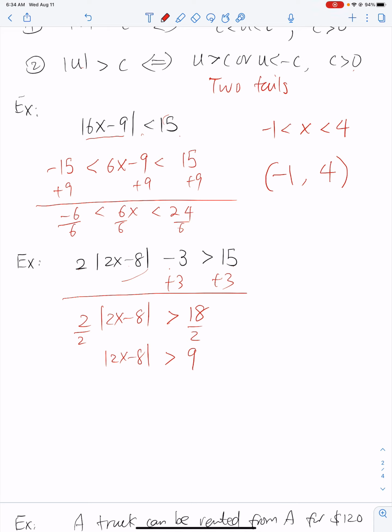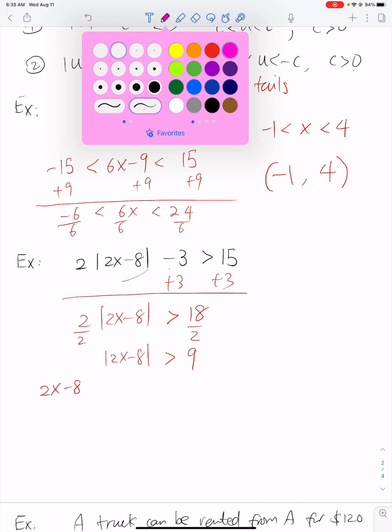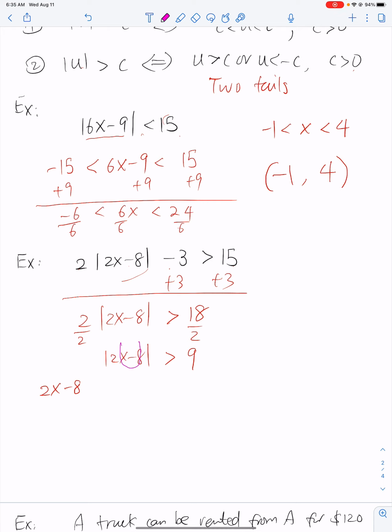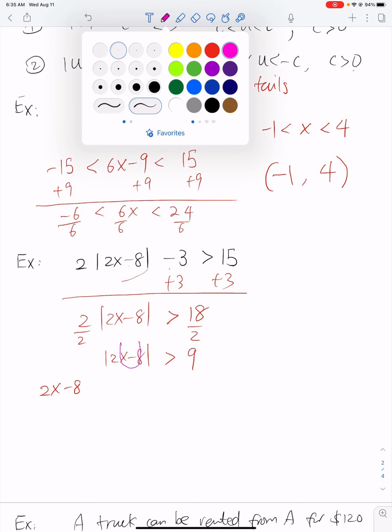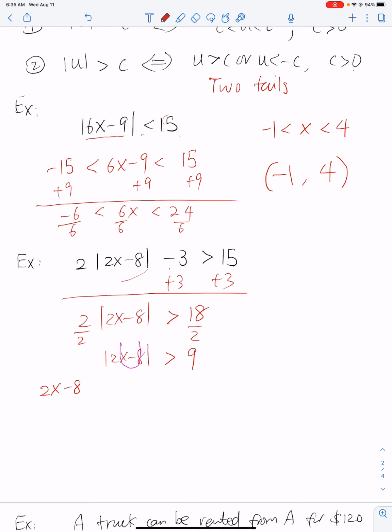Are you with me? Okay, so what do we have here? So it's 2x minus 8. This is what? Two-tail hamburger. Two-tail, yeah? 2x minus 8. So what is our u? So the whole thing inside here is our u. Are you with me? So that's very important. 2x minus 8 bigger than 9, or 2x minus 8 less than, not 9 anymore, less than negative 9.